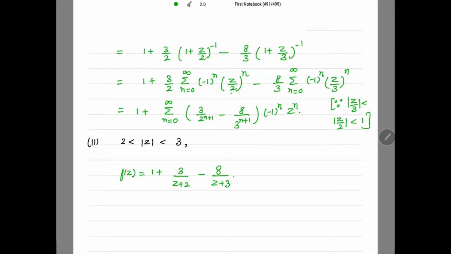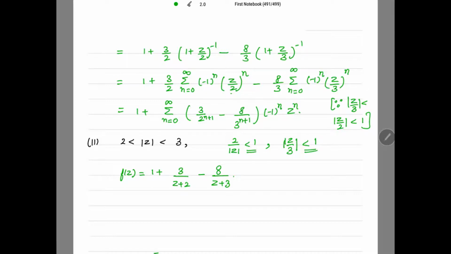Now for the second part, mod z is lying between 2 and 3. What does this mean? This means again we need something which is less than 1. From 2 less than mod z, what condition do I get? I will get the condition as 2 over mod z less than 1, right? And from mod z less than 3, I should take mod z over 3 less than 1. Is it clear? Because I need less than 1.